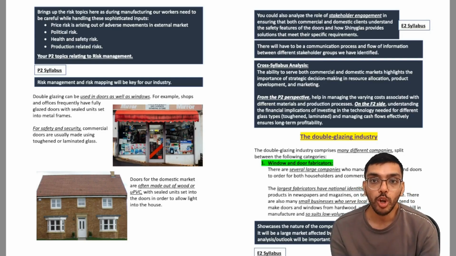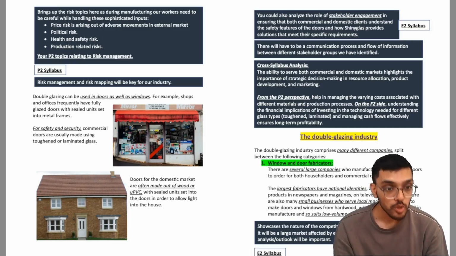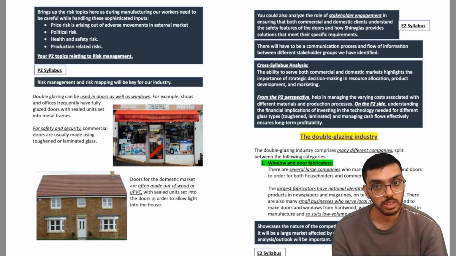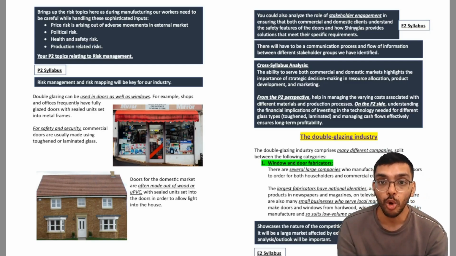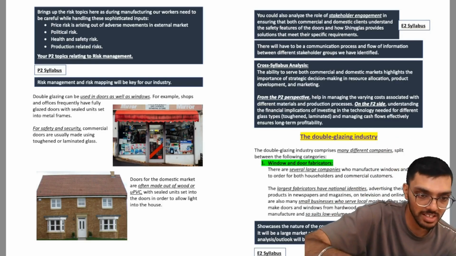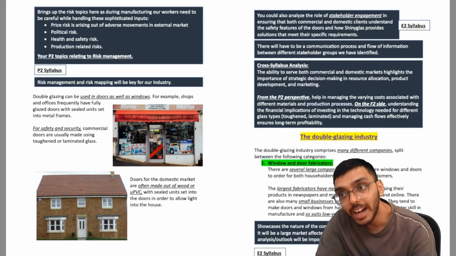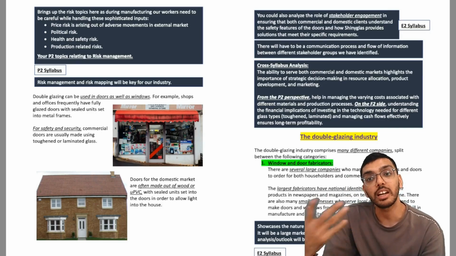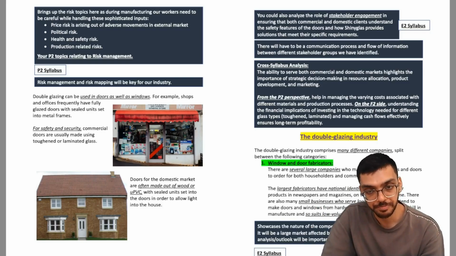Before I move on, you could also analyze the roles of stakeholder engagement in ensuring that both commercial, domestic clients understand the need of the products that we provide. So your customer management, important over here. And there will have to be a good communication process and flow of information between different stakeholder groups, between people in the organization itself, so that everybody understands the need to market this product to different industries. This is flow of communication, E2 syllabus.